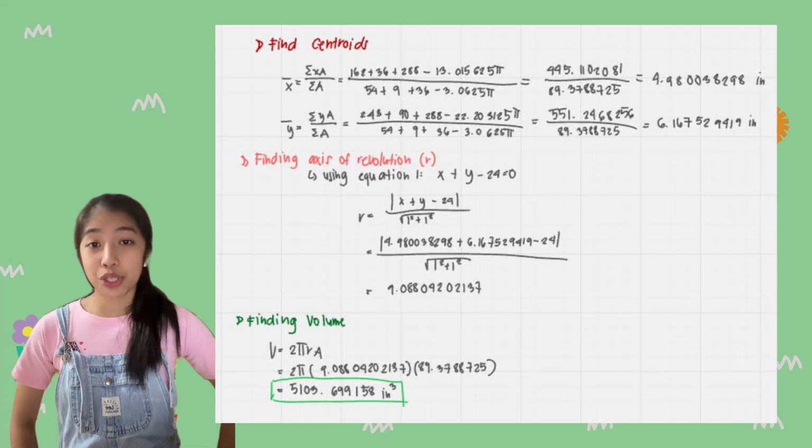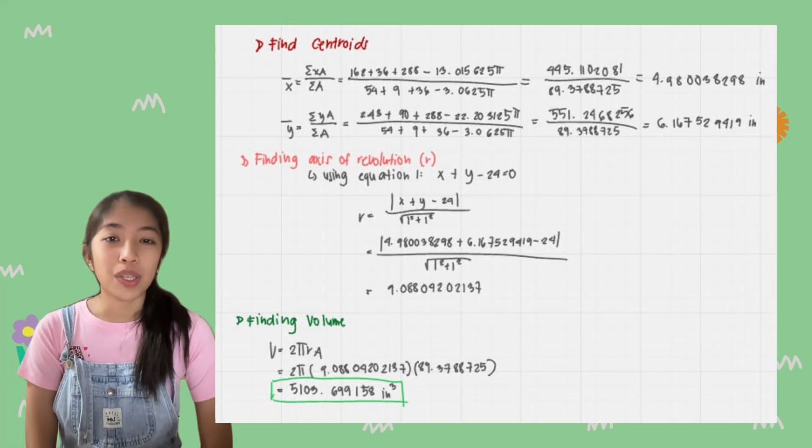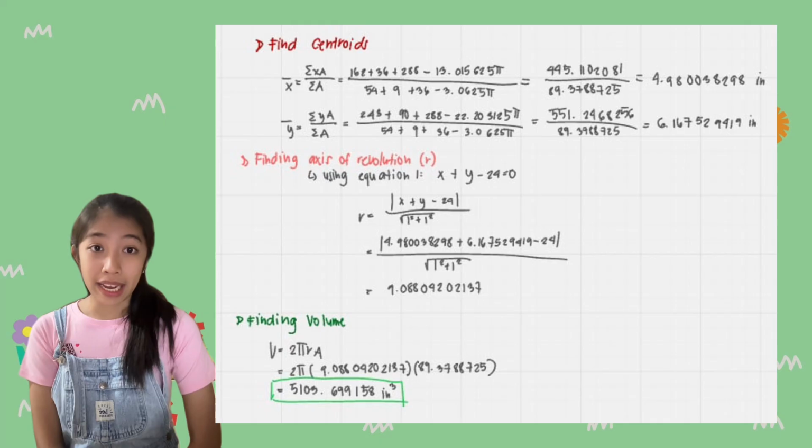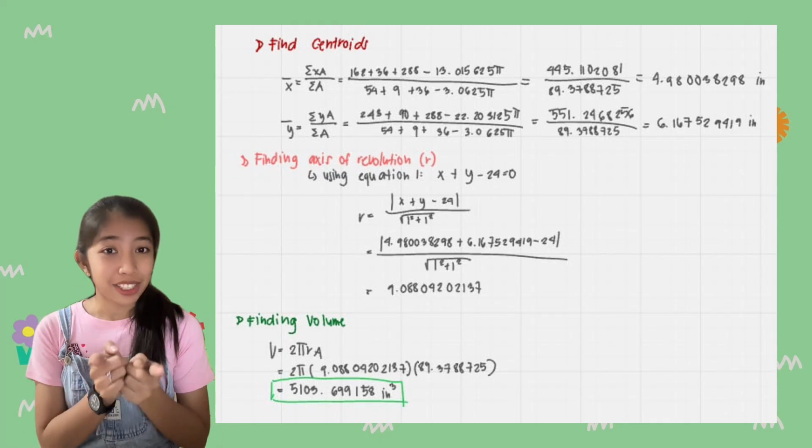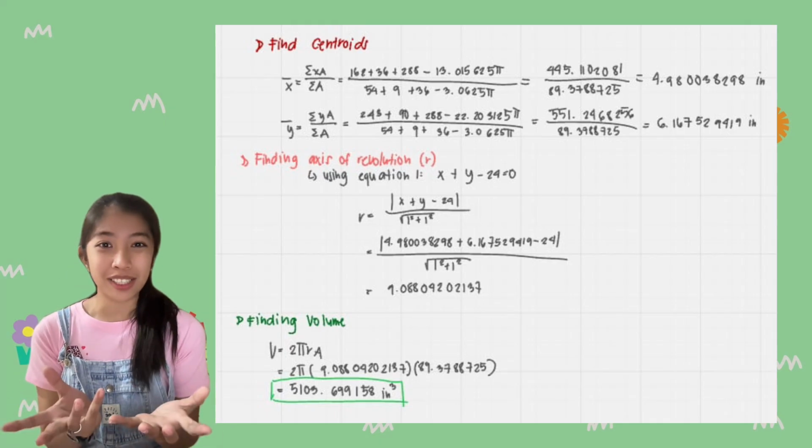Now it's time to solve our volume. V is equal to 2 pi Ra. Substitute our values and then we get our volume. We have found our volume. Good job! Next we will find the surface area.